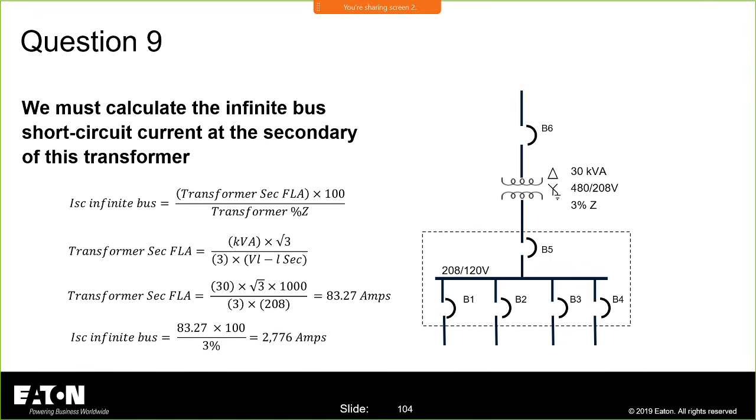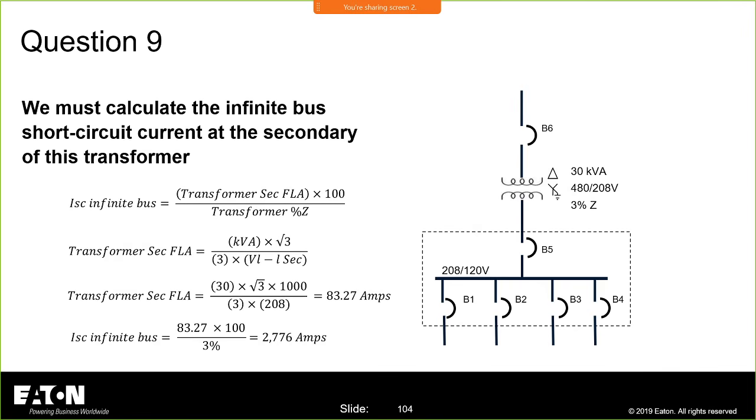If you need a few amps to get your coordination numbers to work, you might be able to get it. But if you need thousands of amps, going lower than infinite bus, assuming the actual fault current on the line side, probably not going to get you out of hot water.